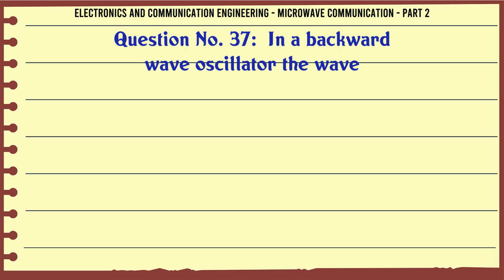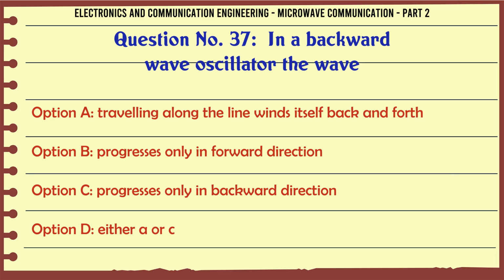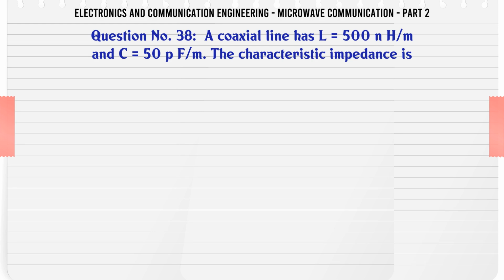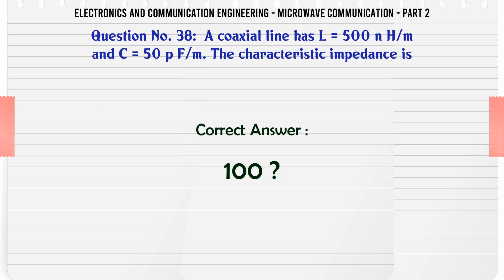In a backward wave oscillator, the wave: A. traveling along the line winds itself back and forth, B. progresses only in forward direction, C. progresses only in backward direction, D. either A or C. The correct answer is traveling along the line winds itself back and forth. A coaxial line has L = 500 nH/m and C = 50 pF/m. The characteristic impedance is: A. 500, B. 250, C. 100, D. 50. The correct answer is 100.